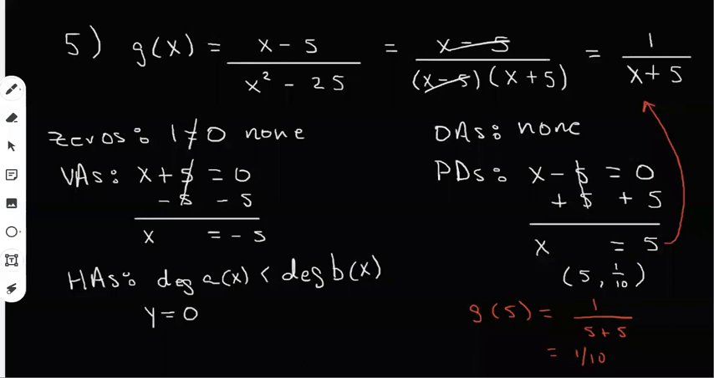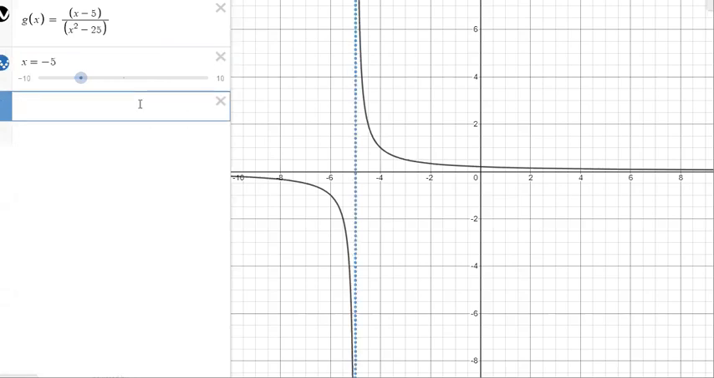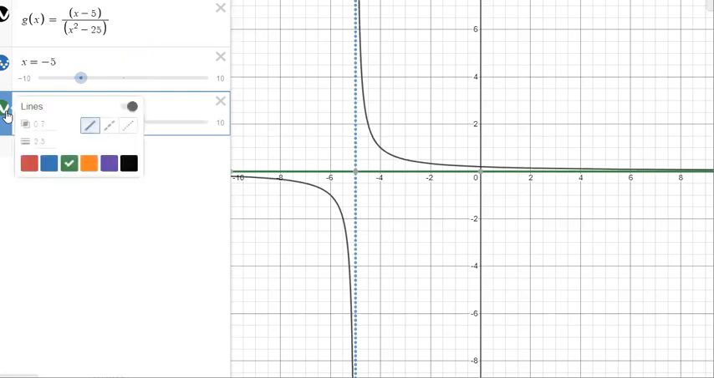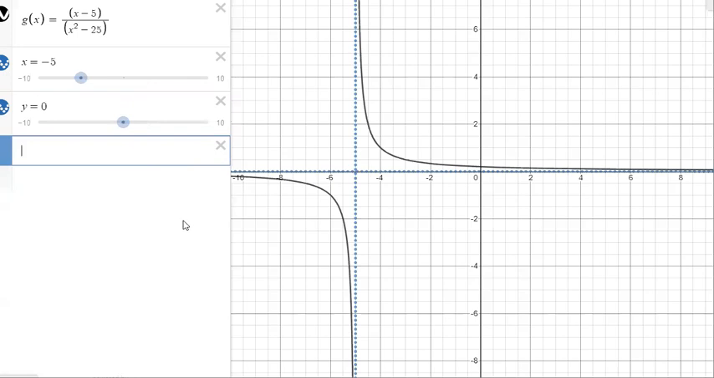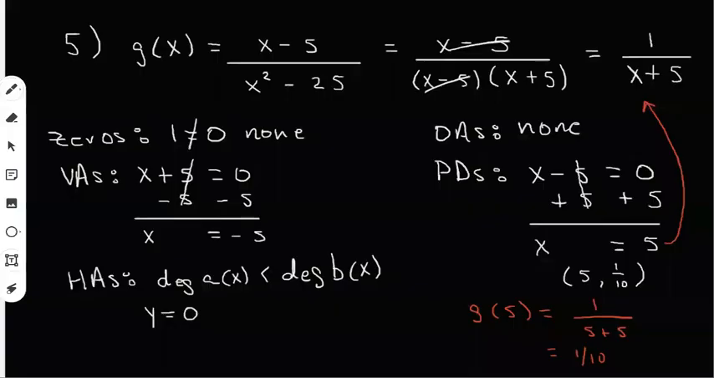Let's do horizontal asymptotes now. We know that we got y equals 0, so I'm going to graph that. Type in y equals 0. You'll get that horizontal line on the x-axis. I'm going to change it to a blue dotted line. And then I think the last thing was point discontinuities, right? So we don't have any obliques. We don't have to worry about that.